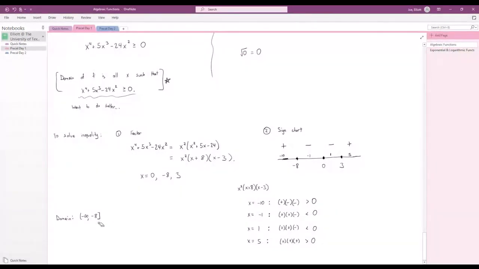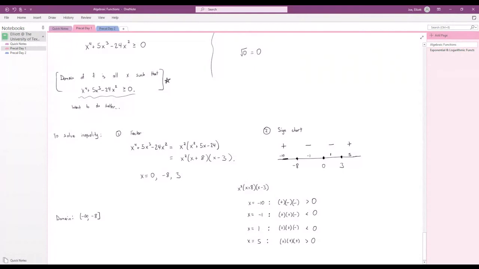Here I put a bracket around the negative 8 this time. The reason I'm putting a bracket there is that at negative 8, the polynomial is equal to 0. And that is part of the domain because it just needs to be greater than or equal to 0. So we do want to include the places where it was equal to 0 in the domain, and that's why we want to use a bracket there. Okay.